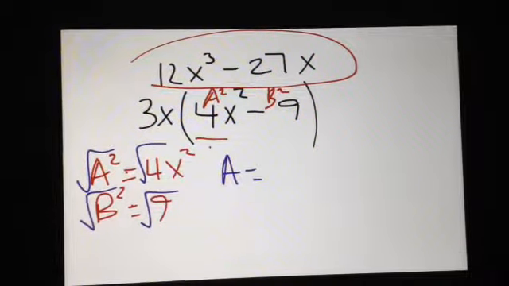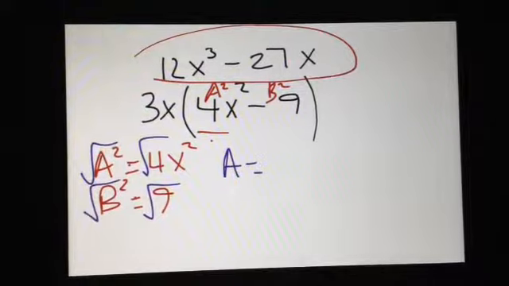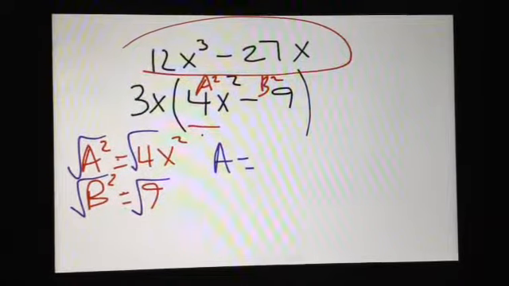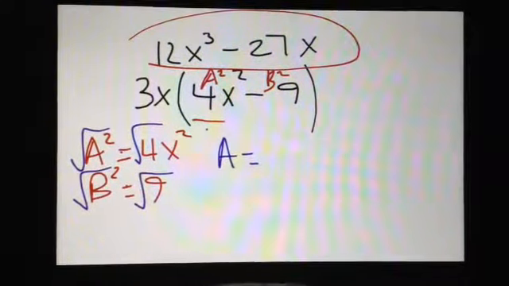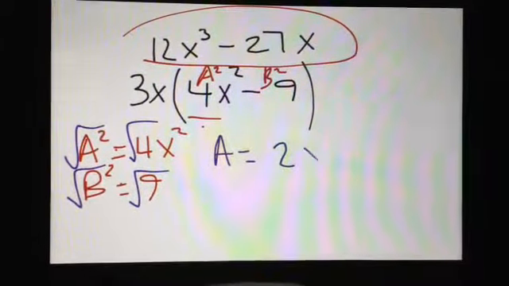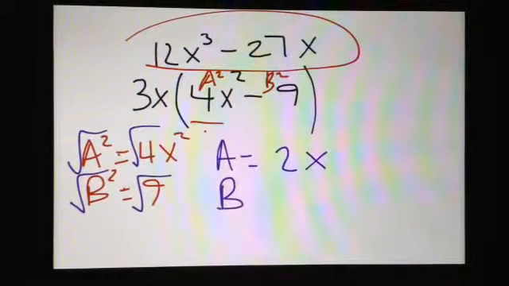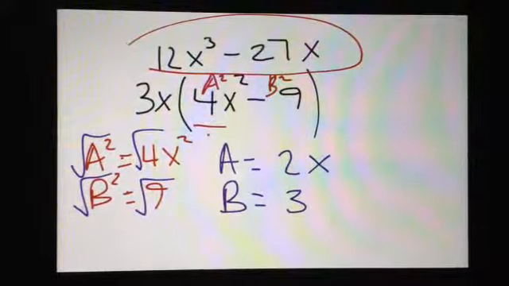That's a common mistake. Always make sure that you remember to take the square root of the number in front of the variable too. So the square root of 4 is 2, and the square root of x squared is x. So it's 2x, and then b equals 3.